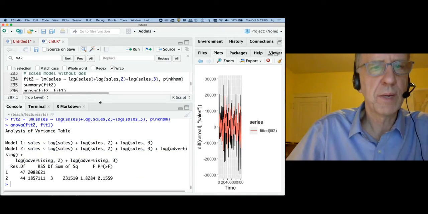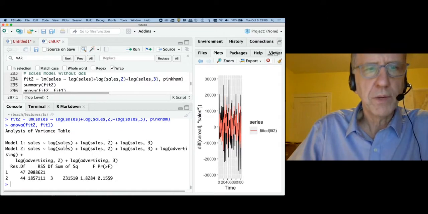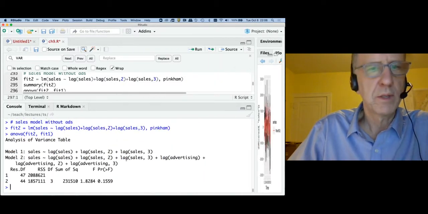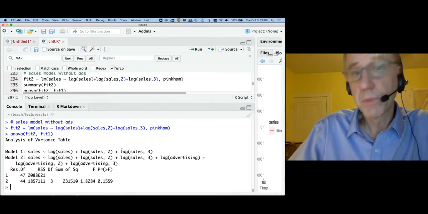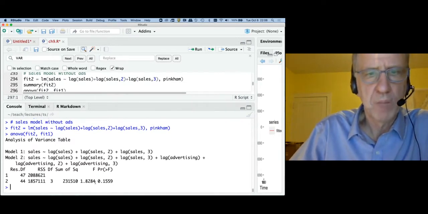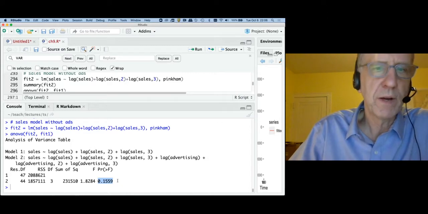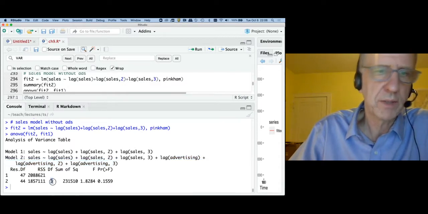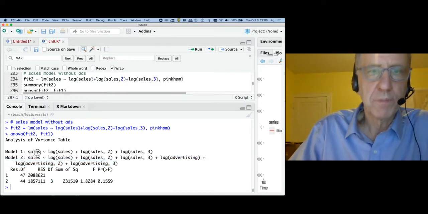Let's take a look at the ANOVA command. What we see is that if we compare the model with 3 lags of both, versus the reduced model that gets rid of advertising, the p-value is very large. So 0.1559 is saying I cannot reject the null hypothesis that these 3 coefficients are not necessary. Notice this hypothesis has 3 degrees of freedom.